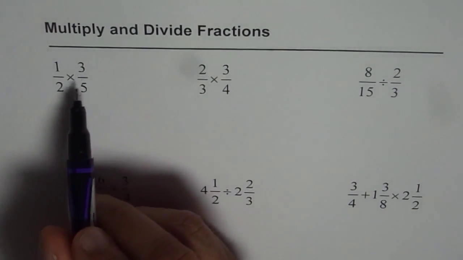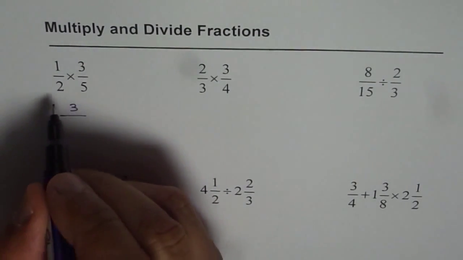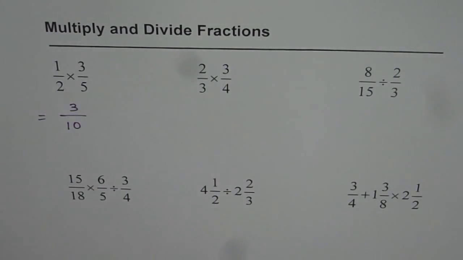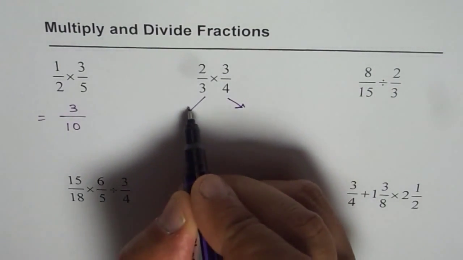Multiply the numerators, you get 3 times 1 as 3. And multiply the denominators, 5 times 2 as 10. So that is the answer, right? In the second one, we can actually follow two strategies, and I'll show you both.